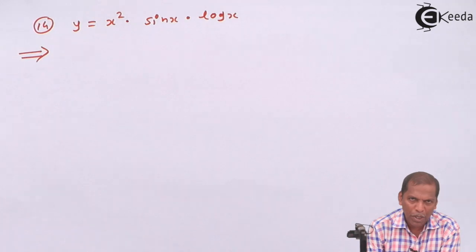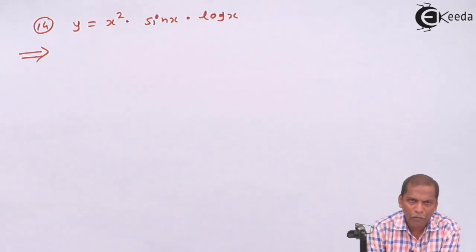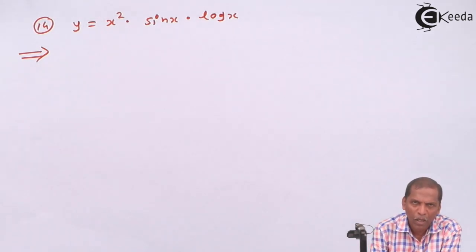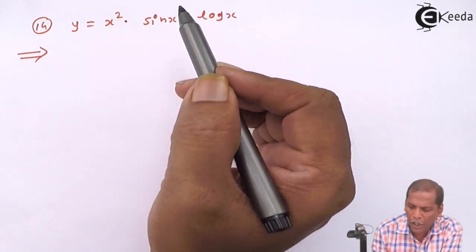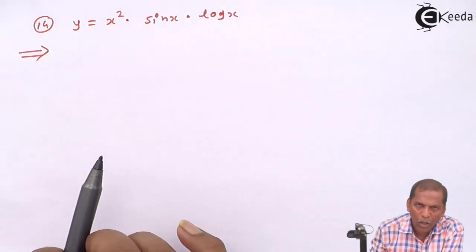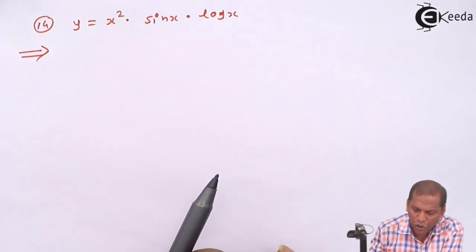Hello friends, now we see the problem number 14, which is also based on rules of differentiation of chapter differentiation. The problem number 14 is y equal to x square into sin x into log x. Now let's see the solution.